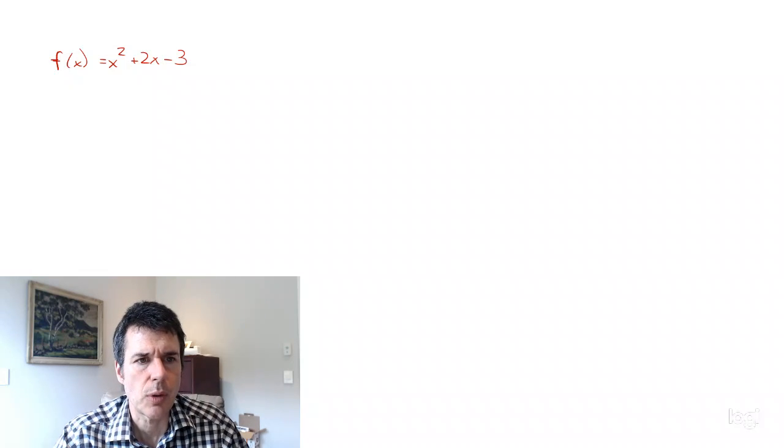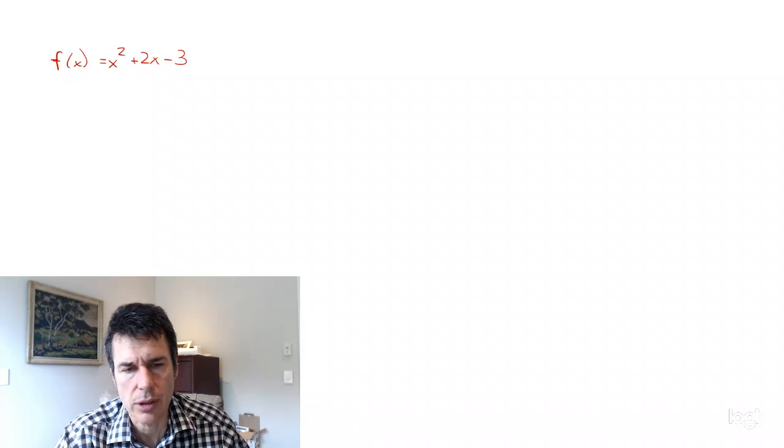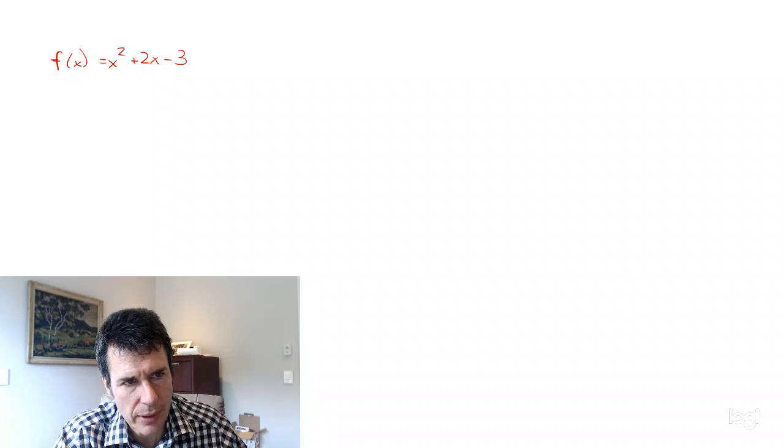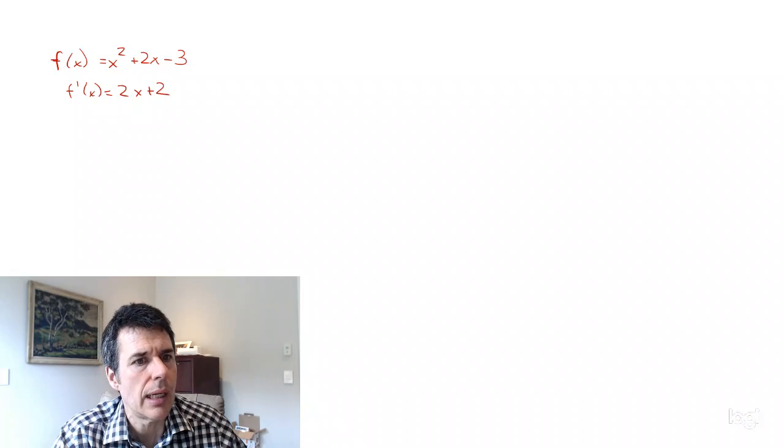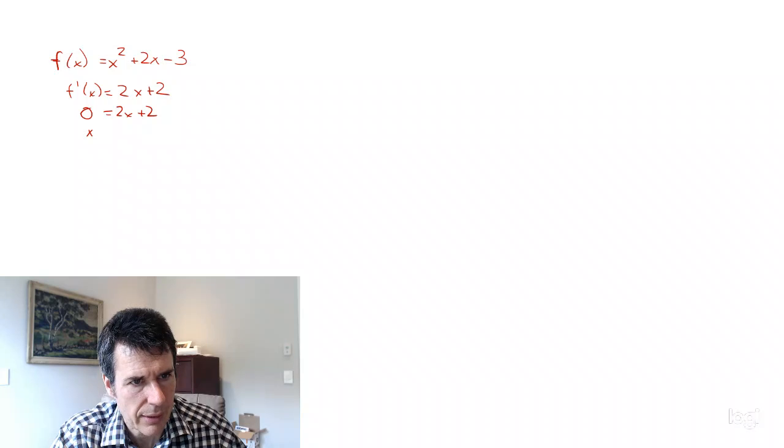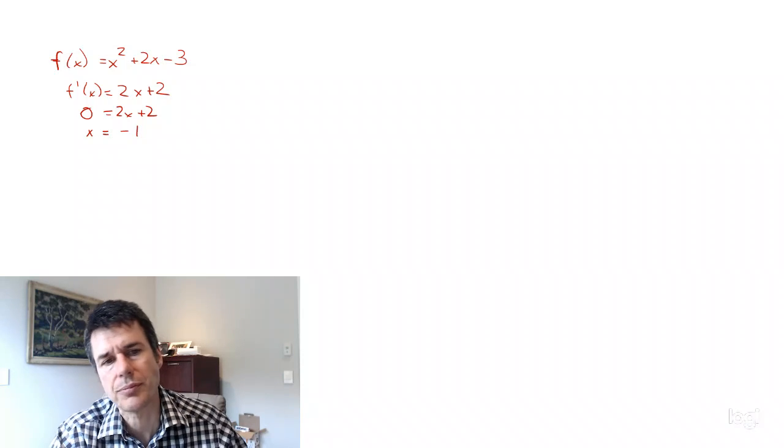In this video, I'm going to use an example to motivate what is known as the first derivative test for local maximum and local minimums. So we're going to try to find where this function, a parabola, has a local maximum or a local minimum. I'm going to take the first derivative, f prime of x equals 2x plus 2. We set it to 0, 0 equals 2x plus 2, so x equals negative 1.